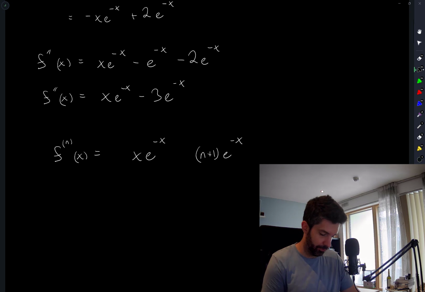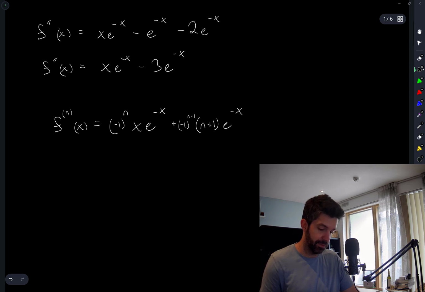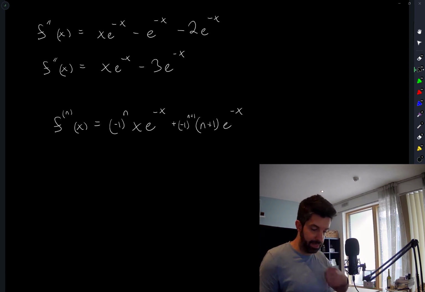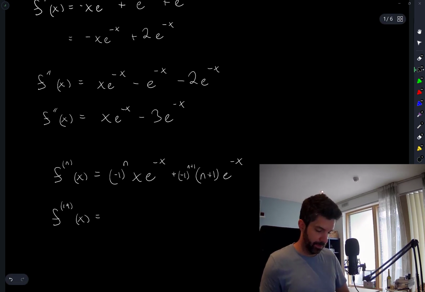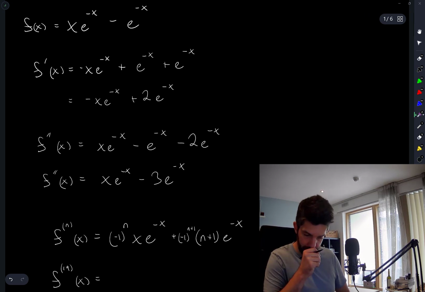And I guess this term should be negative 1 to the n, and this one should be negative 1 to the n plus 1, because the signs keep changing. So if I let n be equal to 19, let me just make sure I seem to have done this right. So the 0th derivative, we go even, even, odd, even. So that's right. And here we go minus, plus, minus. Yep, so that's right.